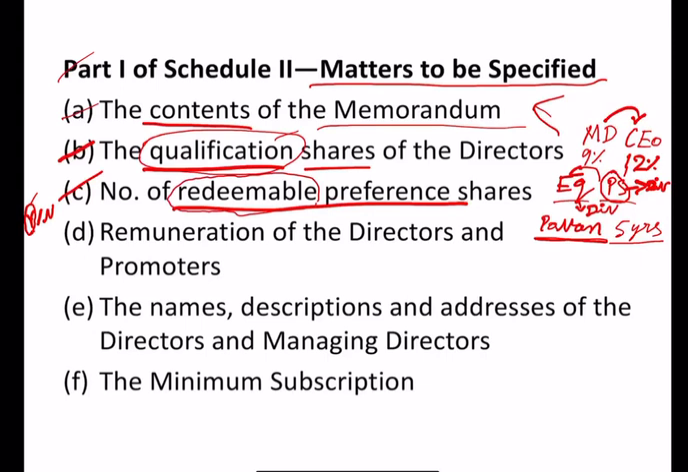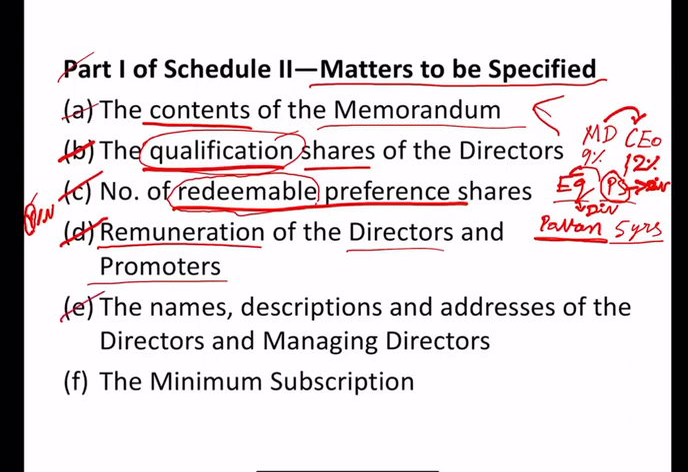Let us go to the fourth one. Remuneration of directors and promoters. Obviously, the directors or promoters, who are the main pillars of the company, also receive a remuneration. They also work for a salary for their own company. So how much each director and promoter gets as remuneration will be fixed and should be mentioned in the prospectus.